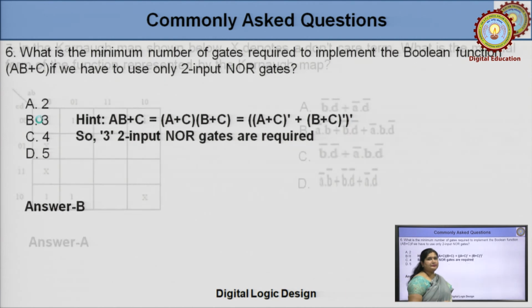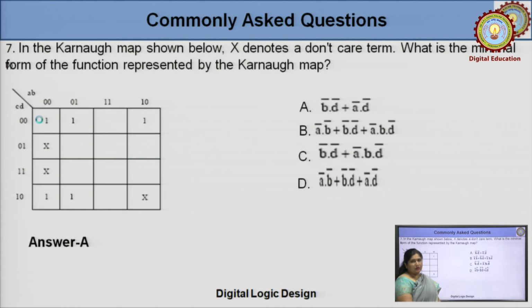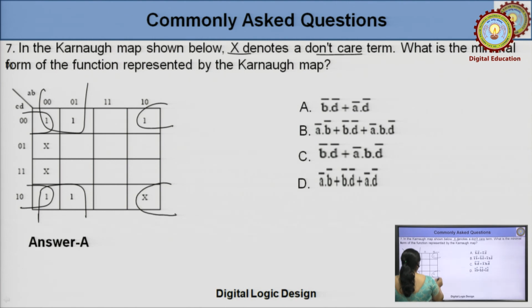Moving to the next question. In the K-map shown below, X denotes a don't care. So X is used as a don't care. What is the minimal form of the function represented by the Karnaugh map? So just group the pairs, or you can group the octet, or you can group the quad. In this case, one group is this quad, right, and the corner ones also create a quad, right? So let's suppose this group is G1 and this group is G2. So what will be the expression for G1?